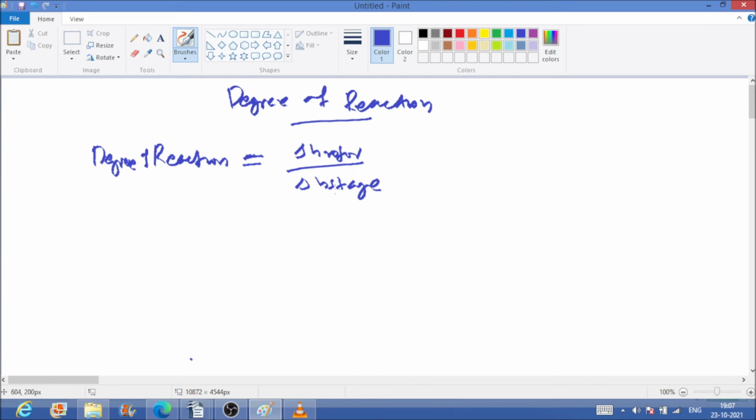So I am comparing the static pressure change in the rotor as well as stator with whatever the static pressure change is in the rotor. So this is actually equal to delta H rotor divided by delta H rotor plus delta H stator.